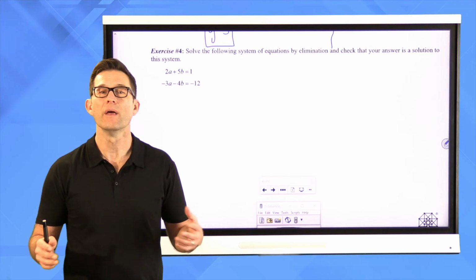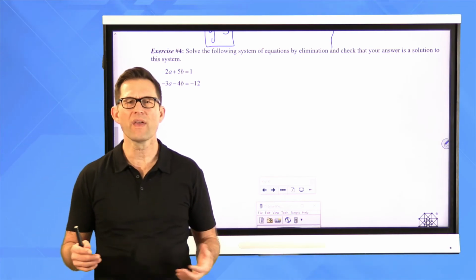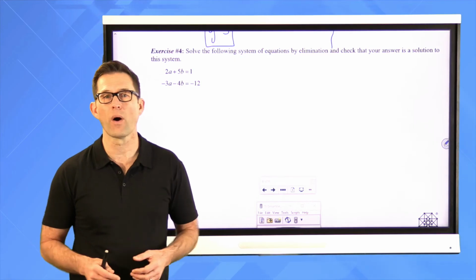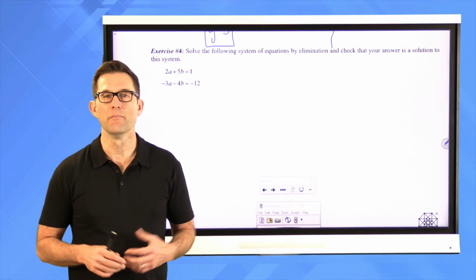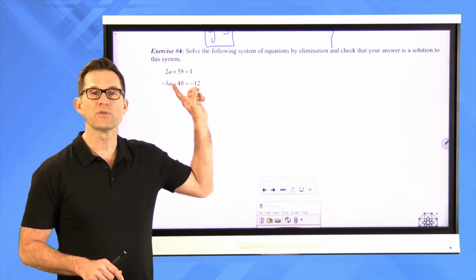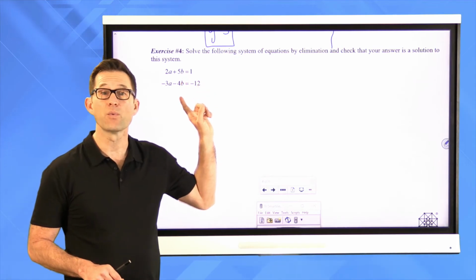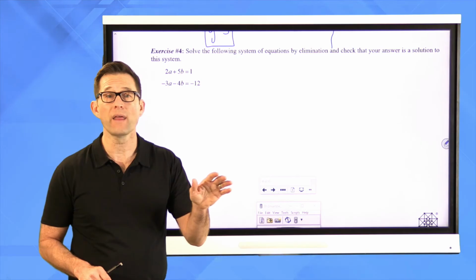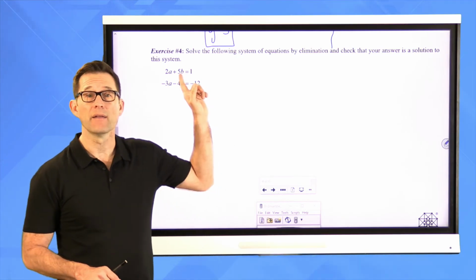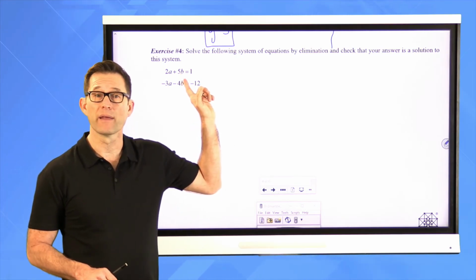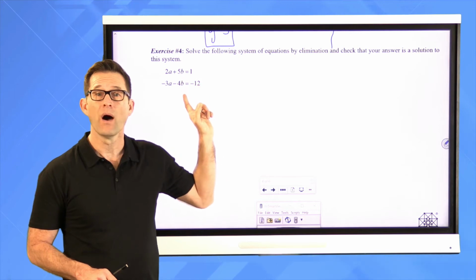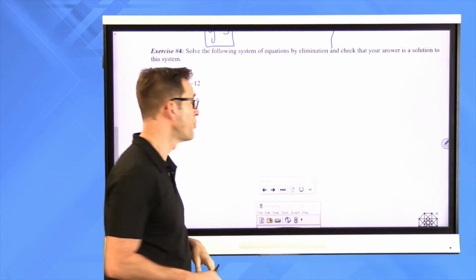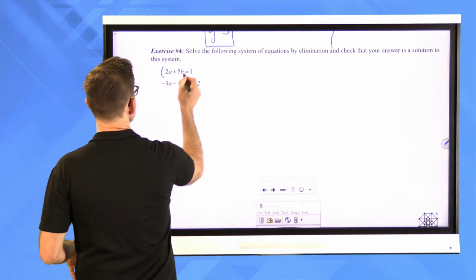All right, let's do it. So, do I want to get rid of the A's? Do I want to get rid of the B's? I think last time I got rid of the X's and solved for Y. I think this time I'll get rid of the B's and solve for A. In this particular one, I've got a 5B, and in this one I have a negative 4B. I can make those both into a 20 and a negative 20, right? I can make this one into a 20 by multiplying both sides of the equation by 4. I can make this into a 20 by multiplying both sides of the equation by 5.